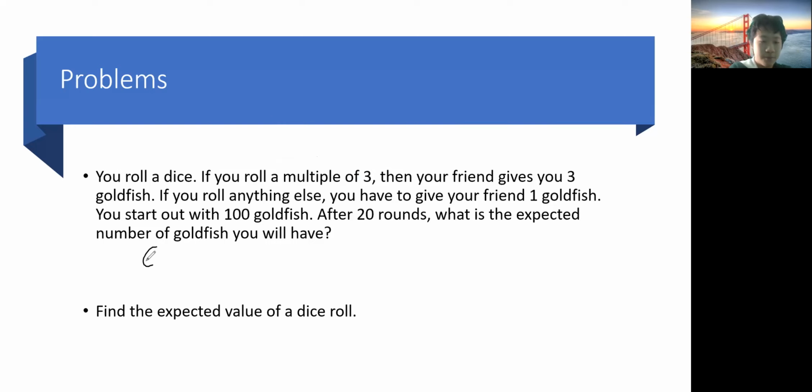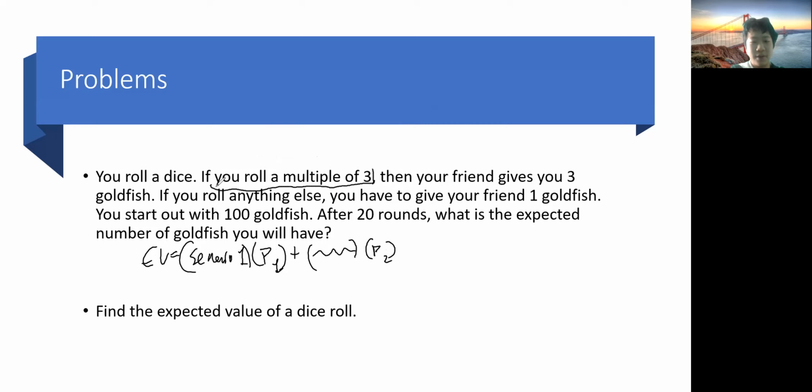Well, the expected value is scenario 1 times the probability that it happens, plus the following scenarios times the probability that it happens, and so on. So how many scenarios do we have? The first scenario is if I roll a multiple of 3, and I get 3 goldfish. So scenario 1 is that I get +3. The probability that it happens is 1/3, because the chance that I get a multiple of 3 is 2 out of 6. There are 2 multiples of 3 out of the 6 numbers we have.